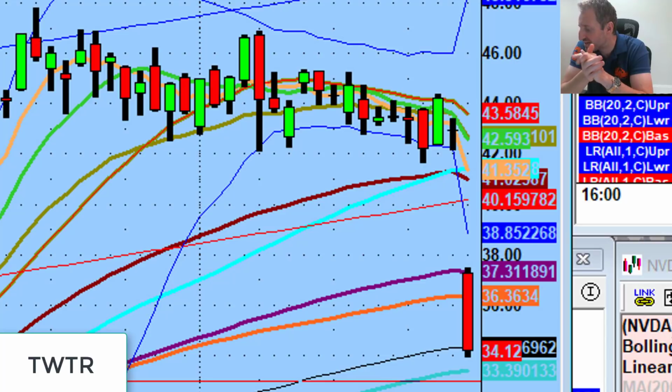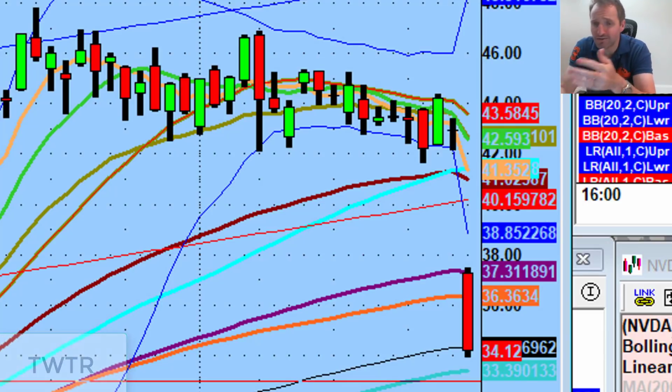So I like Twitter. If it gaps up and goes red, it's a short. If the stock gaps down, well, it's a short at the opening range lows, on the first confirmation channel at the 10 o'clock lows. So I'm watching that as well.